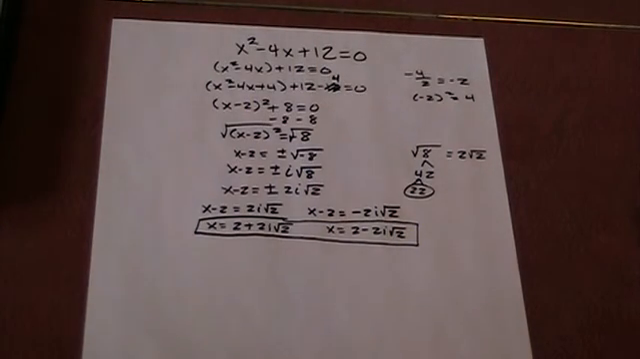So it's a lot like the first one we did. It's just our answer had i in it instead of a whole number. So that's how you would complete the square with solutions that were complex numbers.